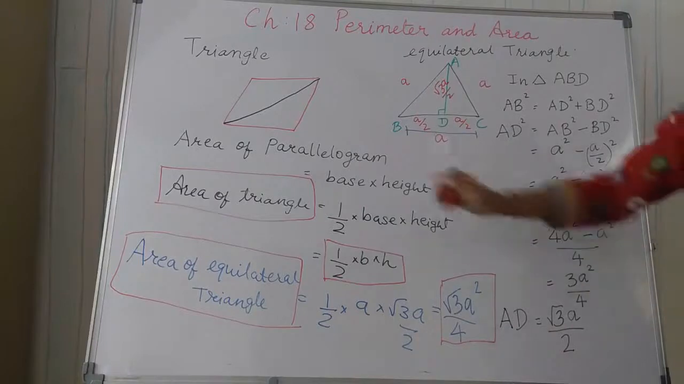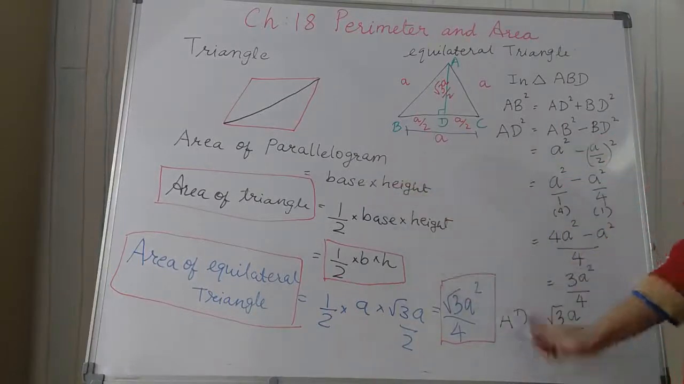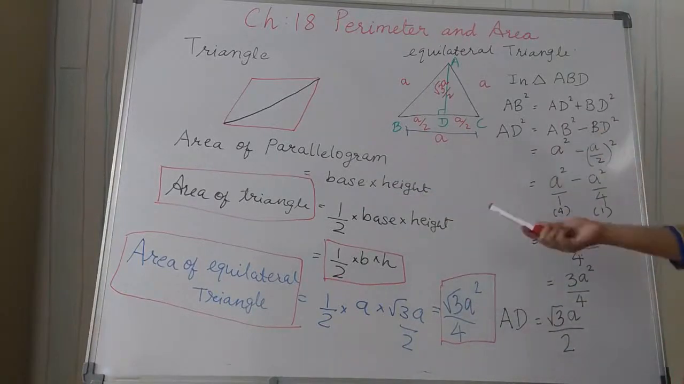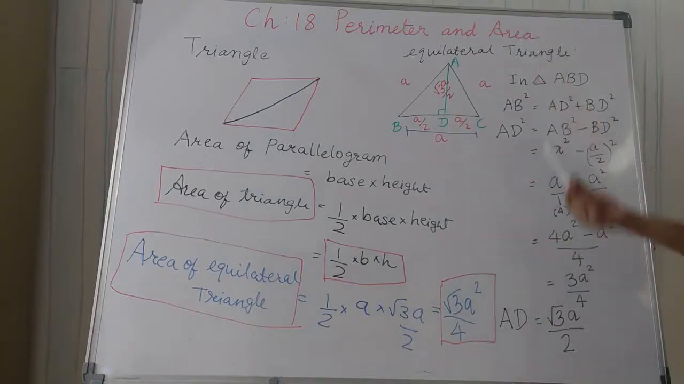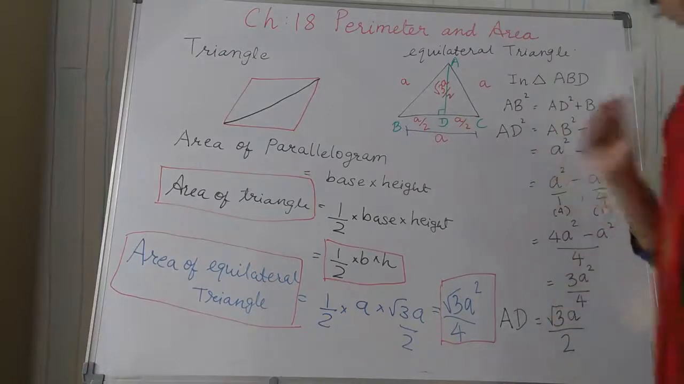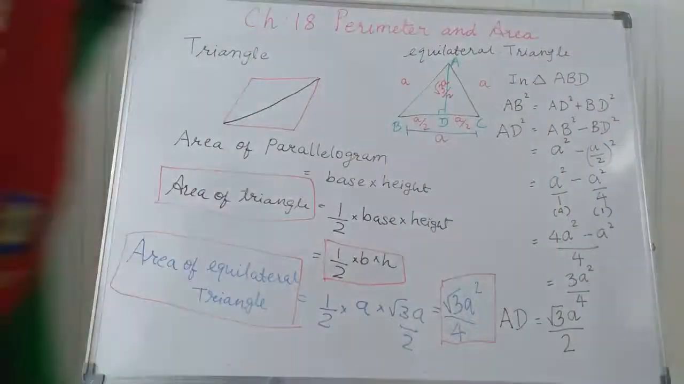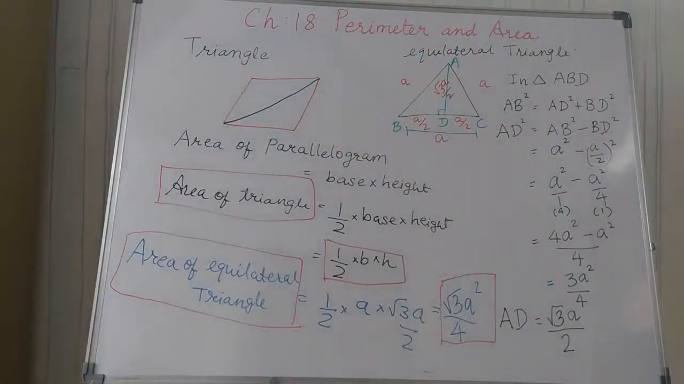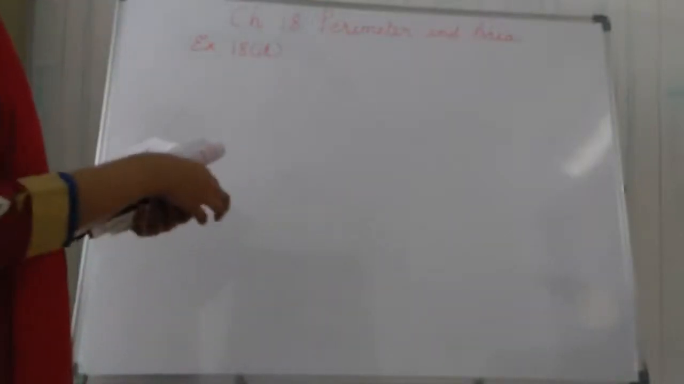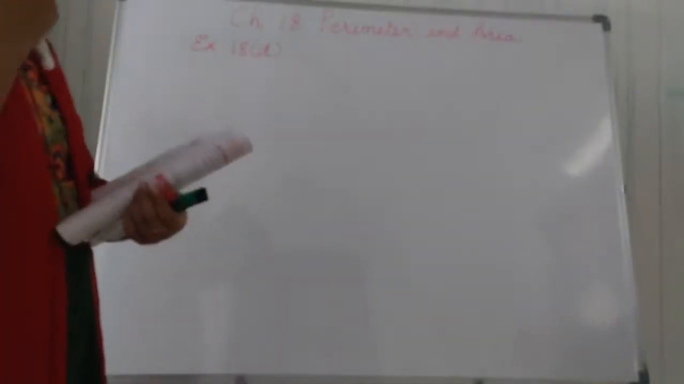So these are the two main formulas you have to remember for your next exercise of chapter 18, which is based on equilateral triangle and right angle triangle. So now let us start our exercise. Now let us continue with our exercise 18D. The first question in this is to copy and complete the table for a triangle.